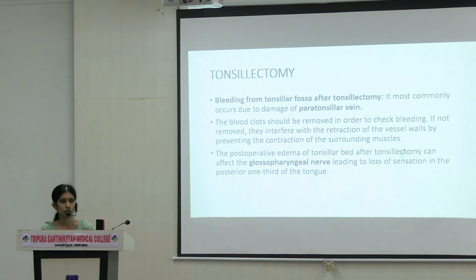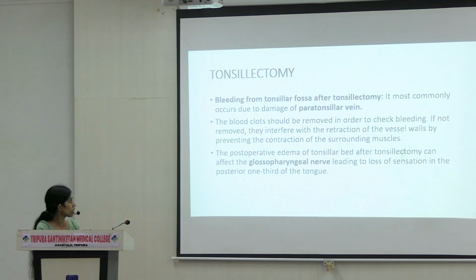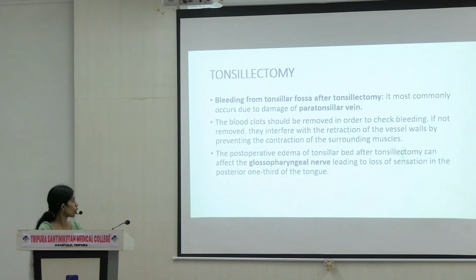Tonsillectomy, you will get an MCQ question for sure. It is very important. You should know which artery, which vein and which nerve are to be preserved during this particular procedure. Bleeding from the tonsillar fossa after tonsillectomy most commonly occurs due to damage of the paratonsillar vein. The blood clots should be removed in order to check bleeding. If not removed, they interfere with the retraction of the vessel walls by preventing the contraction of the surrounding muscles.